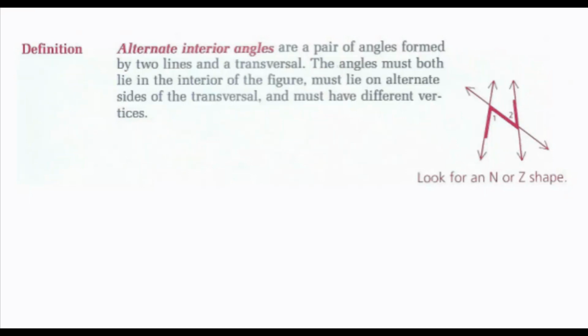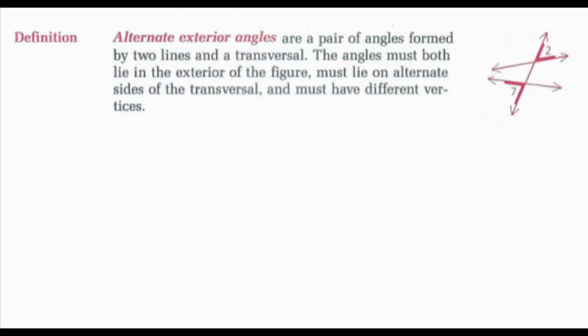So alternate interior angles are angles that both lie on the interior of the figure, they lie on alternate sides of the transversal, and they have different vertices. So when we look at a figure, we look for an N or a Z shape. Now, alternate exterior angles lie on the exterior of the figure. They lie on alternate sides of the transversal, and again, they have different vertices. So essentially, they're the same as alternate interior angles. However, they lie on the outside of the figure rather than the inside.